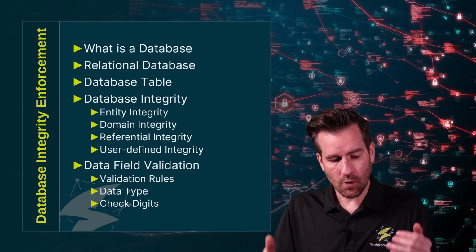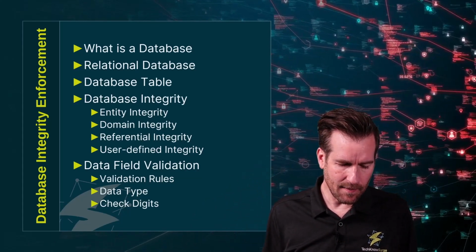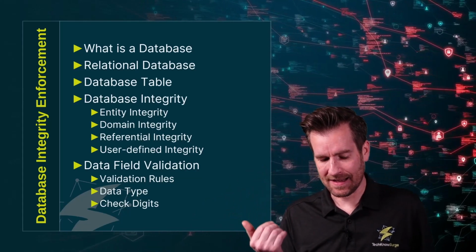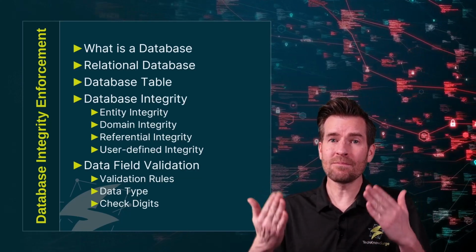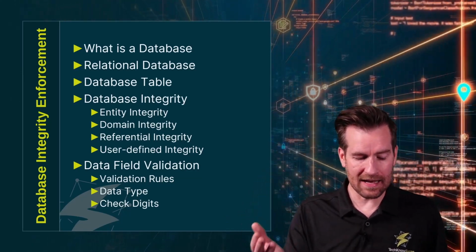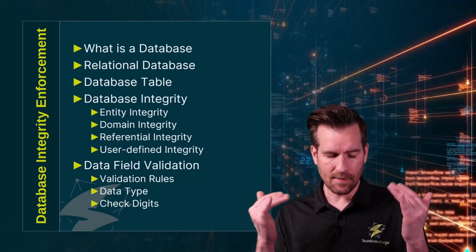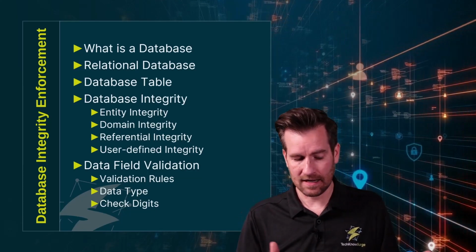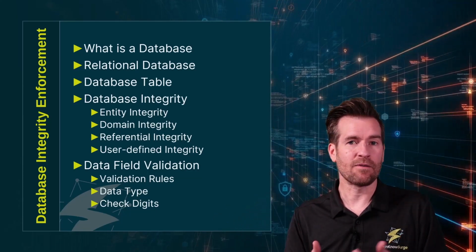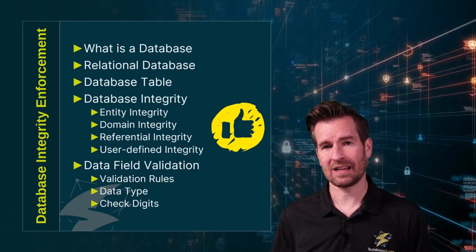And so in this video, we talked about what a database is. We talked about what relational databases are. We talked about a database table. We talked about how to maintain database integrity: entity integrity, domain integrity, referential and user-defined integrity. We also talked about data field validation, validation rules, and data types, and we finished things off by giving an example of what a check digit is.